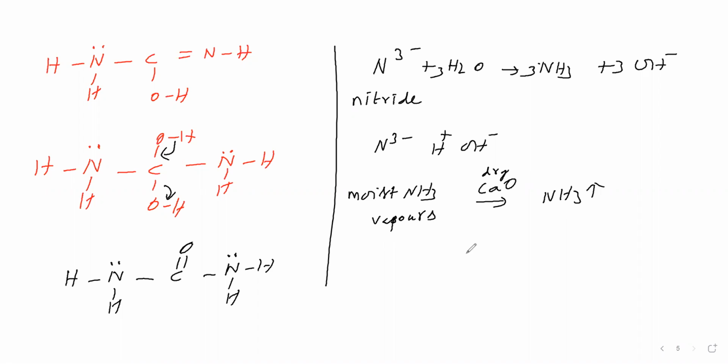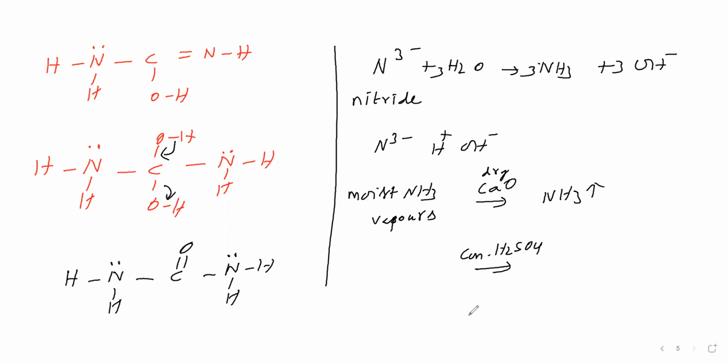Then can we use concentrated sulfuric acid in order to remove moisture from ammonia? No, because ammonia reacts with sulfuric acid to give ammonium sulfate and water. So we cannot use concentrated sulfuric acid for drying moist ammonia.